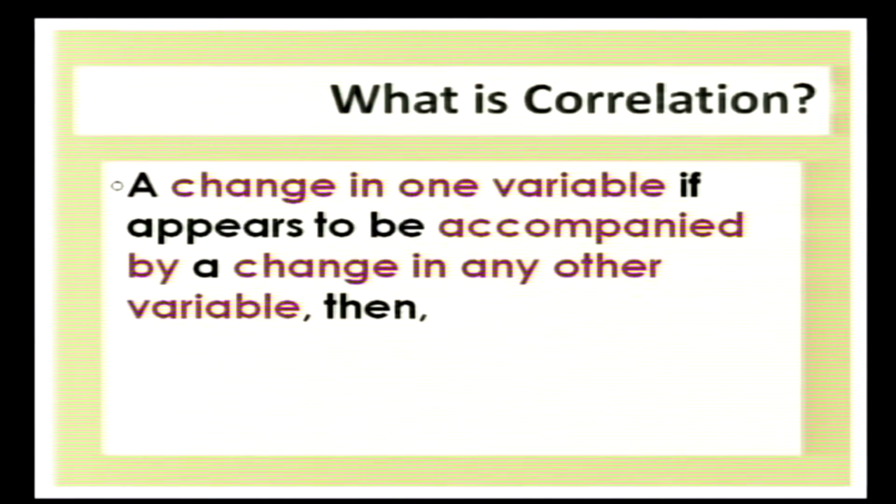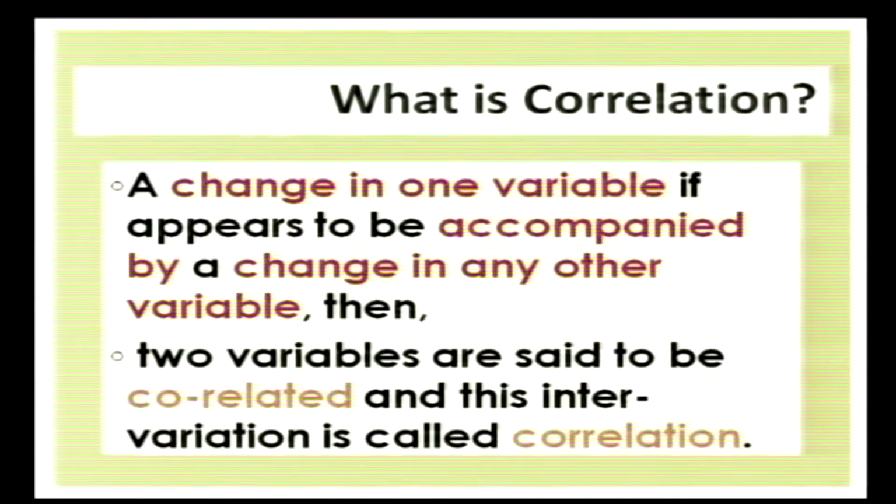If a change in one variable appears to be accompanied by a change in any other variable, then the two variables are said to be correlated, and their interrelationship or this covariation is called correlation. So what is correlation? Correlation is when change in one variable is accompanied by change in another variable. This covariation, the change in one variable and the change in another variable, is known as correlation.